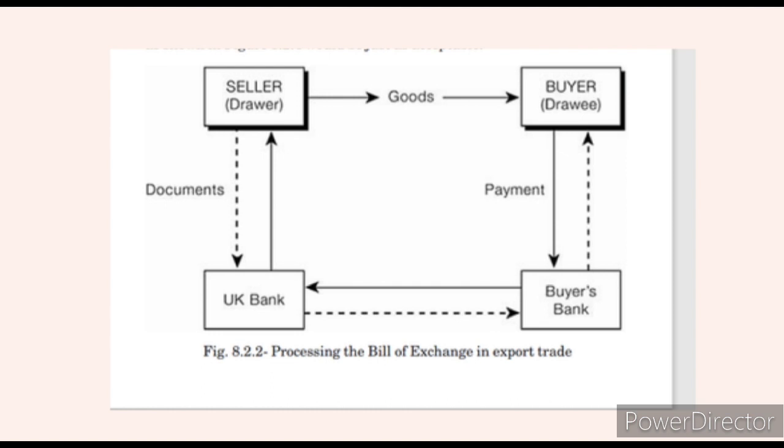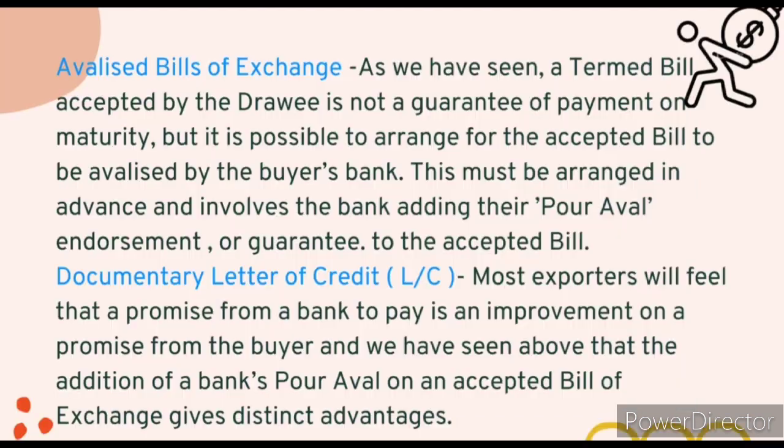The figure shows the processing of the bill of exchange in export trade. The exporter, having agreed such a method of payment with the buyer, will draw up a bill of exchange which will form a part of the document set which will be sent to their bank in the UK, who will send the documents to a bank in the buyer's country, often the buyer's bank, who will negotiate payment.